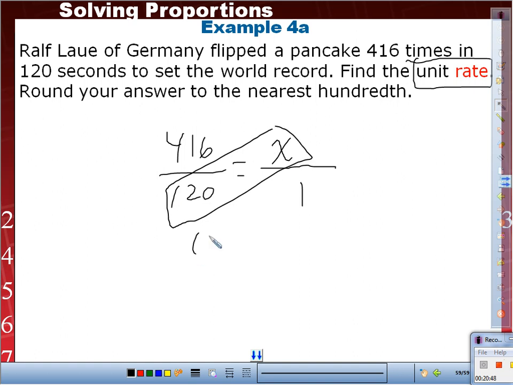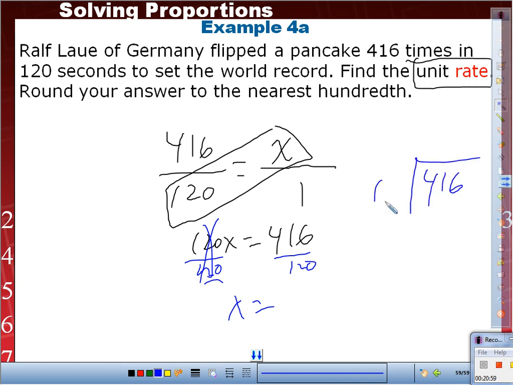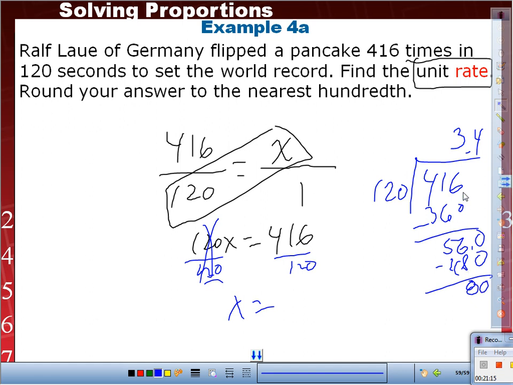The unit rate. So therefore I put here x. Cross multiply, that's 120x equals 416. And I solve, divide by 120, divide by 120. We end up with x equals 416 divided by 120. It's in there 3 times, that's 360. 56, add a decimal, so that's 4 times. That's 48. That's 80. And I'll stop right there. That's 3.4. 3.4 what? Flips in 1 second. So this person flipped a pancake 3 and almost a half turns in 1 second.